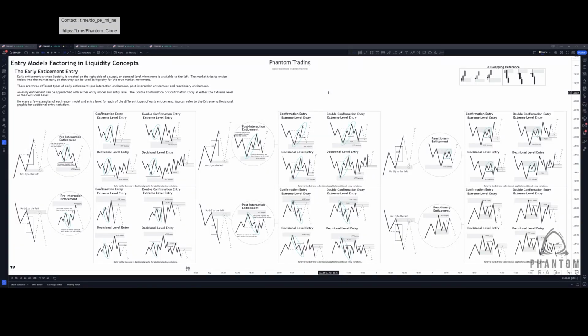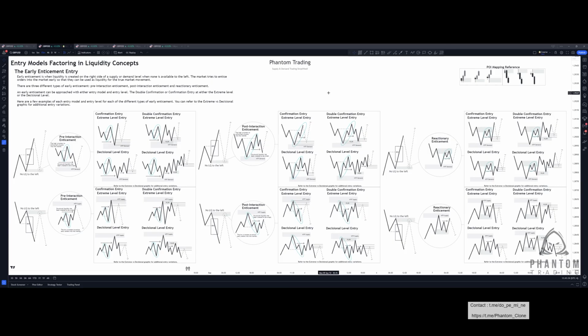Now that we've discussed entry models factoring in the zone wipe and liquidity built to the left, the last and final piece that we'll need to discuss is the early enticement entry. Now, as described in the Advanced Liquidity Concepts video, early enticement is when liquidity is created on the right side of a supply or demand zone when none is available to the left.